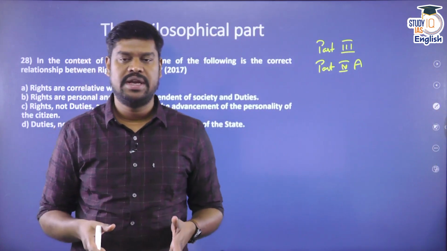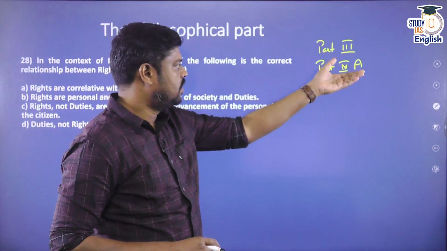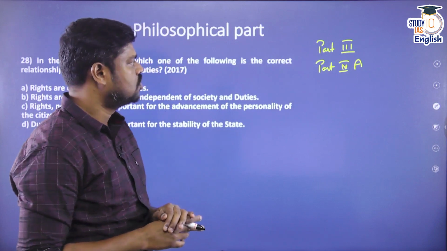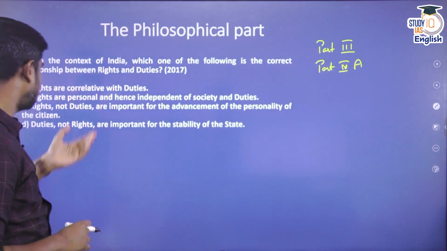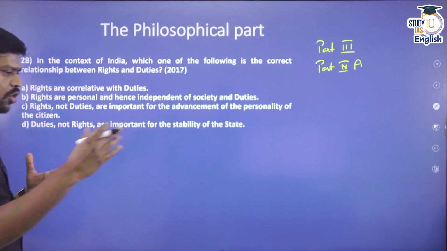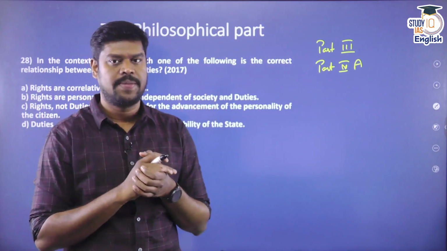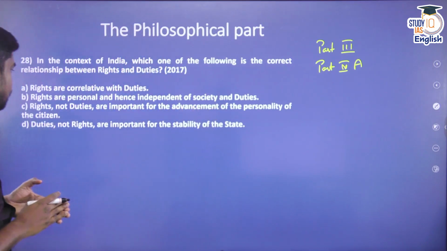One is justiciable in character, the other is non-justiciable in character. Rights are justiciable, duties are non-justiciable. So, what exactly is the relation between them? Let us try to understand. Come to statement number A, rights are correlative with duties. That means, are they related to duties? Is there any relation between the rights and the duties? We will just come back to that particular statement.